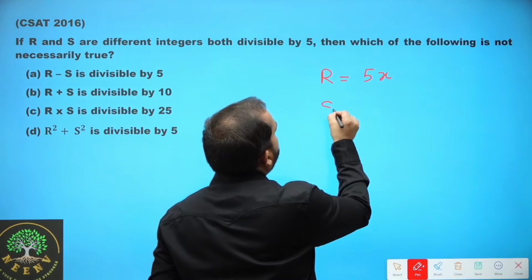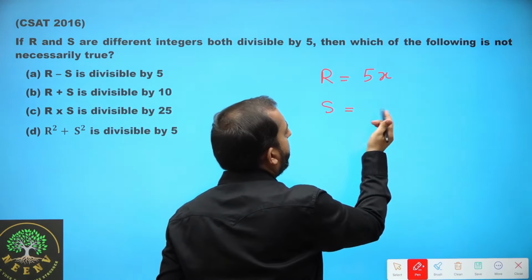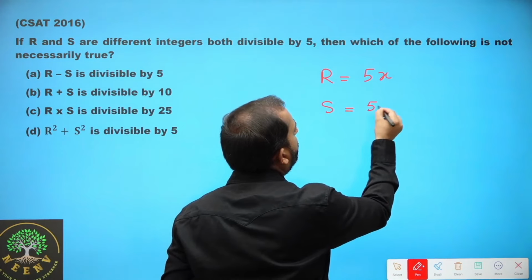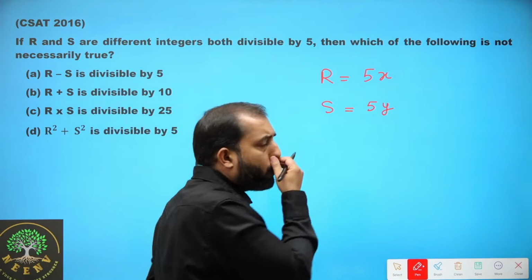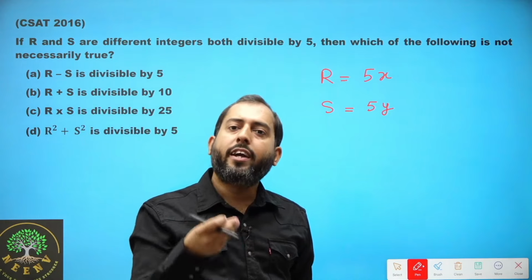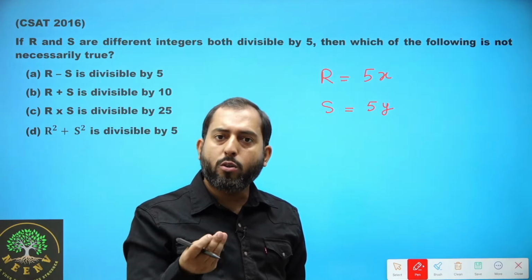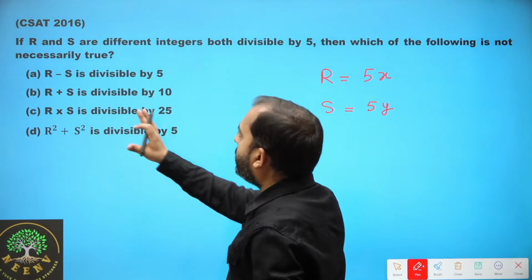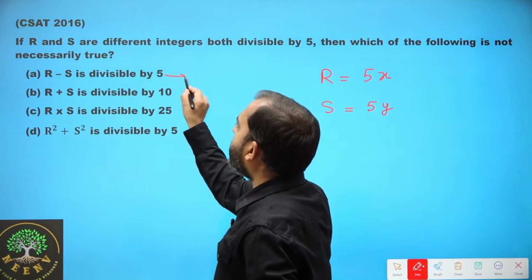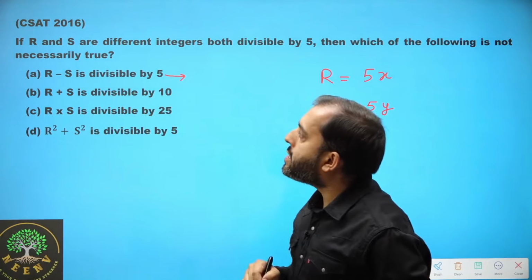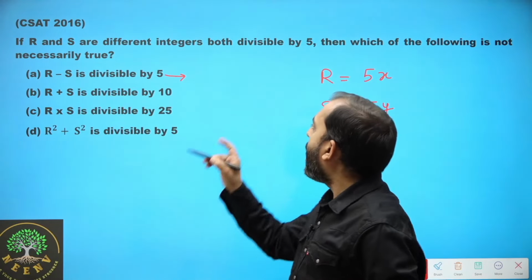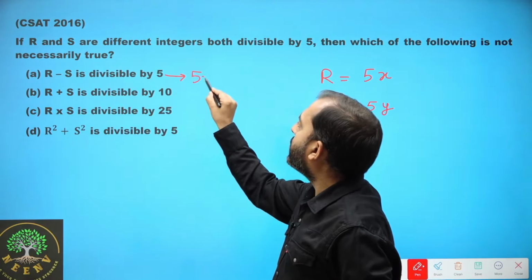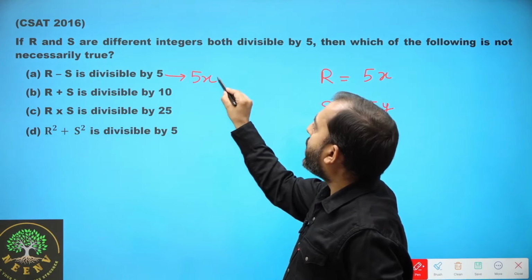Similarly, S is also a number which is divisible by 5. So assume S to be equal to 5y, where y can take any value. Y can be equal to 1, y can be equal to 2 and so on. Okay. Now let's talk about these options. First option says R minus S is divisible by 5. R is 5x, S is 5y.